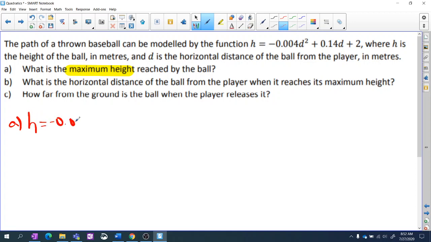Negative 0.004 gets factored out. Divide 0.14 by negative 0.004 and I get 35.